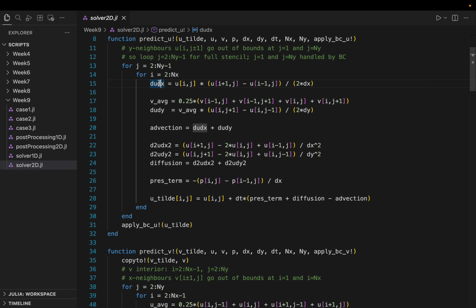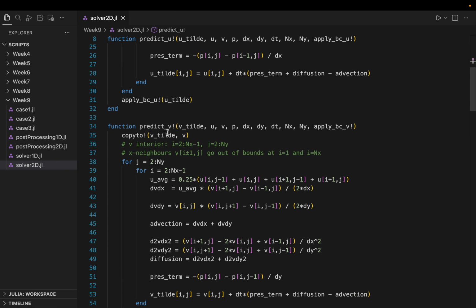this is the del u del x term, which has u times del u del x. Maybe I should have written u times del u del x to be clear. This will be v times del u del y. So my advection term is u del u del x plus v del u del y. And these are the diffusion terms. And the remaining u tilde is basically u plus delta t times pressure plus diffusion minus advection.